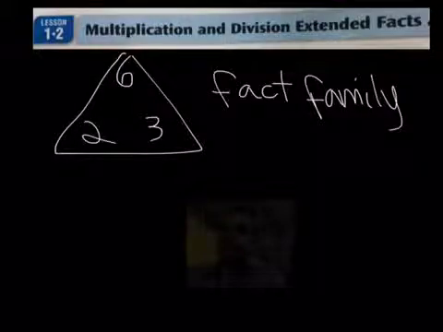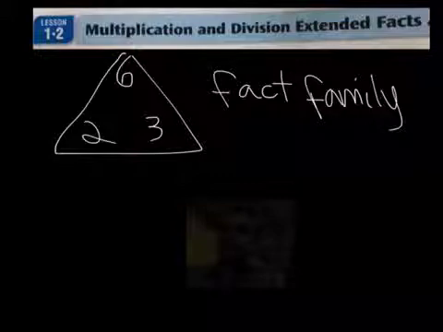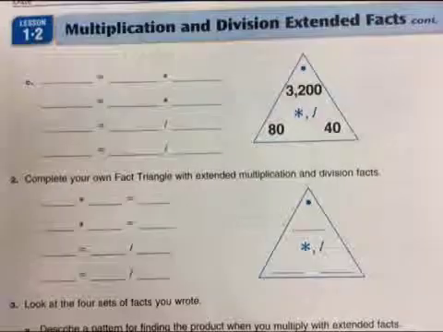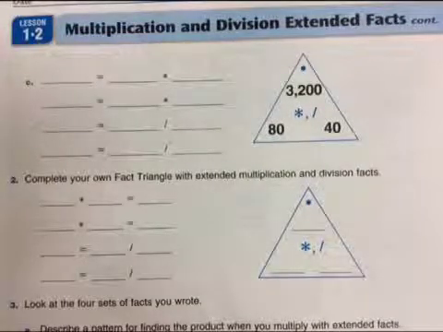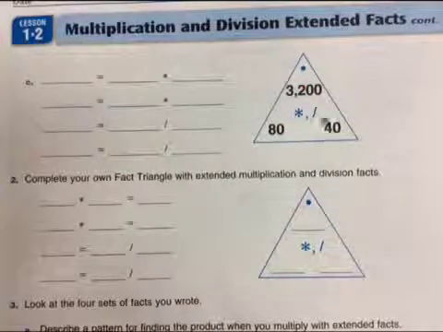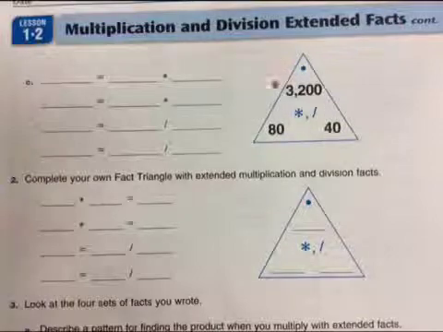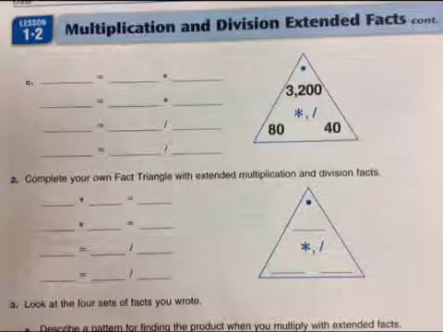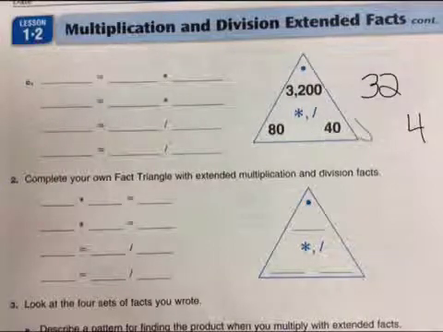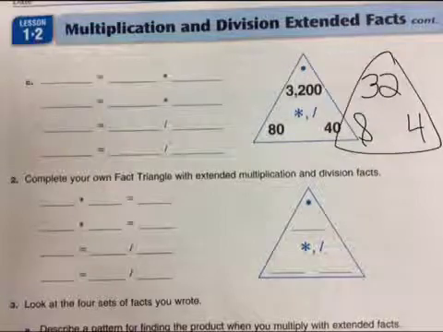Let's look at page 7 in your math journal and work with two fact families. You will practice with one and create another. Here we have 3,200, 80, and 40. Now these may seem like big numbers to you, but you could also use smaller numbers if you just take away some zeros. For example, you could write the numbers 32, 4, and 8 if it's easier for you. But then when you write your answers, make sure to include the zeros back in.